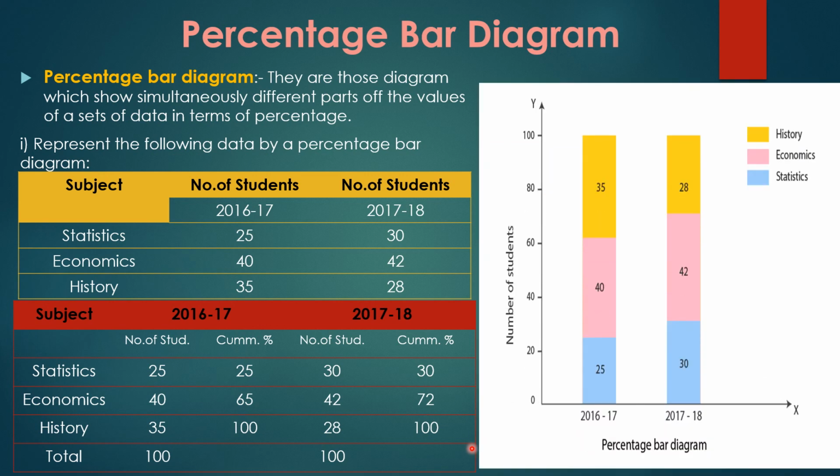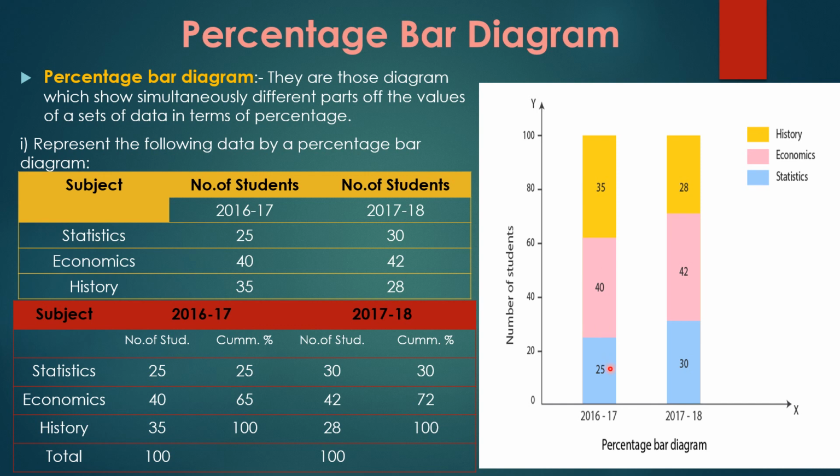Then let us see how we are going to make the percentage bar diagram. On the x-axis we will plot 2016-17 and 17-18. You can see there are just two bars because we have just two years given. For each year the maximum percentage will be 100, so we will make two bars of 100, keeping the same width and breadth, with equal distance between the two bars.